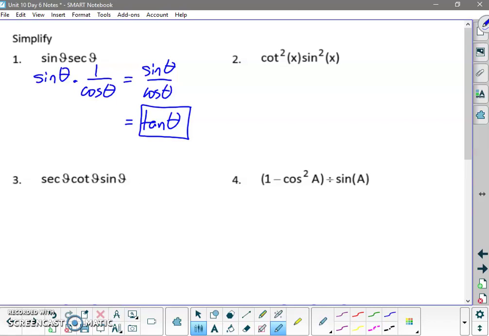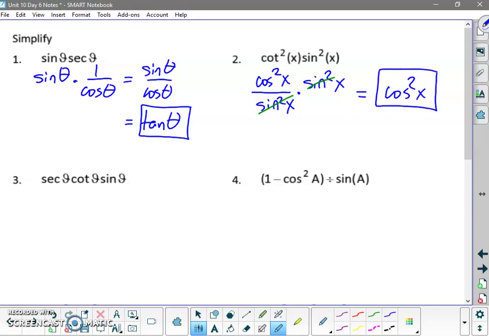All right, moving to number 2. We've got cotangent squared times sine squared. Now, if you remember, cotangent is cosine over sine. So cotangent squared is going to be cosine squared x over sine squared. If you notice, you're going to have to multiply those. The sine squareds cancel out, and that just leaves me with cosine squared x. And that is as simple as we can get that.